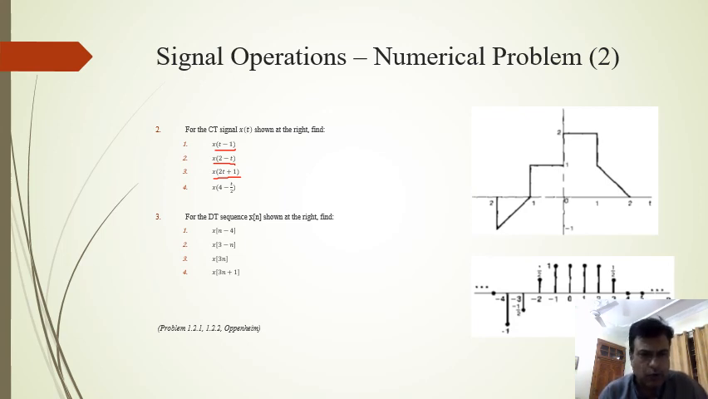X of 4 minus t over 5. So here this is reflection, scaling and shifting. All three operations you have to perform in this case, because from this x of t you have to get x of minus t, and then x of minus 1 over 5t, so you have to scale it as well, and after that shift it. So these three operations are combined.